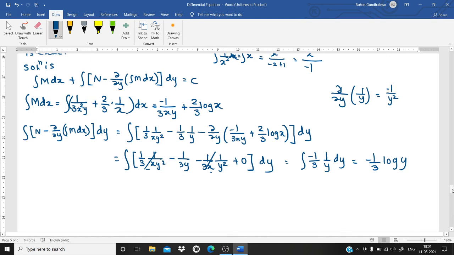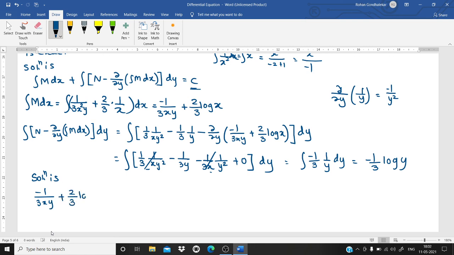How we can sum up? Therefore, the final solution is, see, this is our solution formula. Substitute integral m dx value there, minus 1 upon 3xy plus 2 by 3 into log x plus integral bracket n minus dabba by dabba y of integral m dx. So substitute the value as minus 1 upon 3 into log y, minus 1 upon 3 into log y equals to c. Do you clear with this?